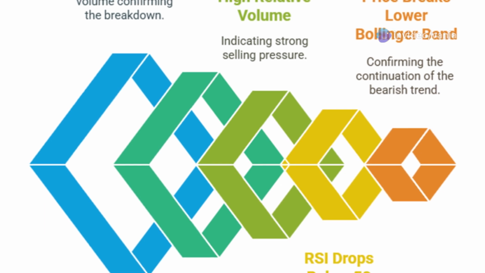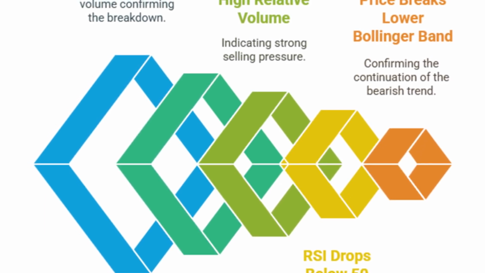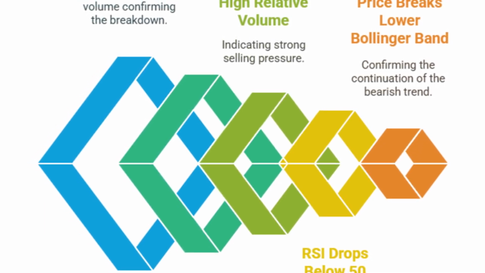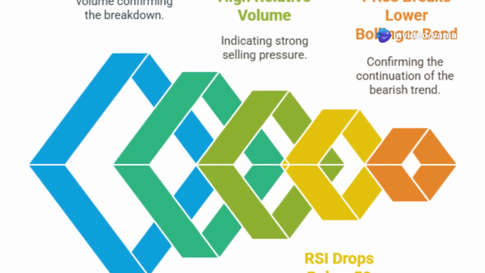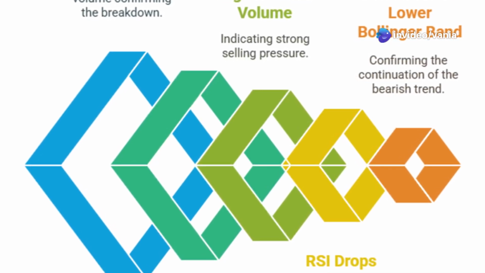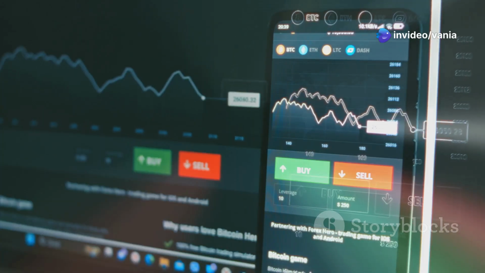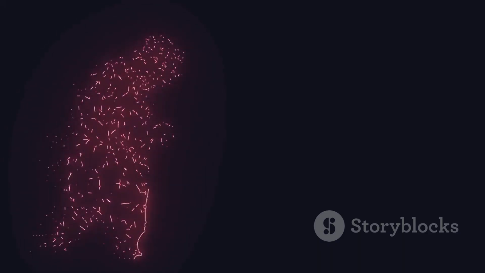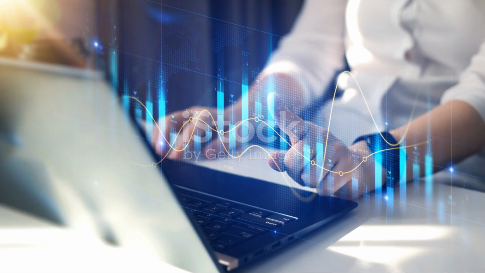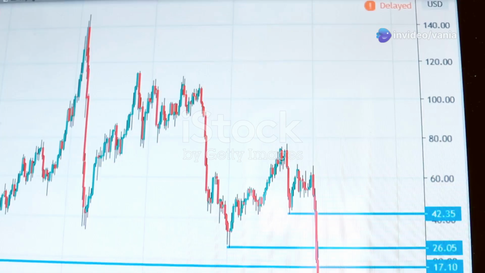A bearish breakdown occurs when the price falls below a strong support level with volume confirmation. Traders enter short positions or buy put options once the breakdown is confirmed by a solid candle closing below support. Confirmation signals for a bearish breakout include high relative volume, RSI dropping below 50, indicating bearish momentum, and price breaking below the lower Bollinger Band.